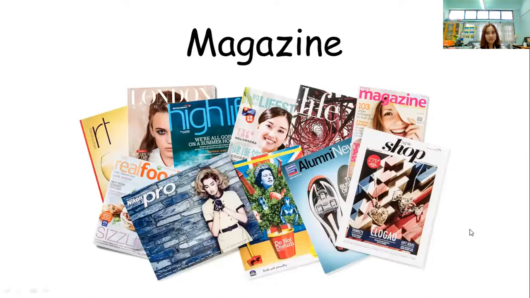Okay, how about this one? Magazine. What do you see in a magazine? Pictures of different personalities, right? Pictures of famous people in the world. You will see their lifestyle there. And of course, you can also see food in a magazine, right? The famous food in the world features in magazines. Again, everybody say magazine. Very good.